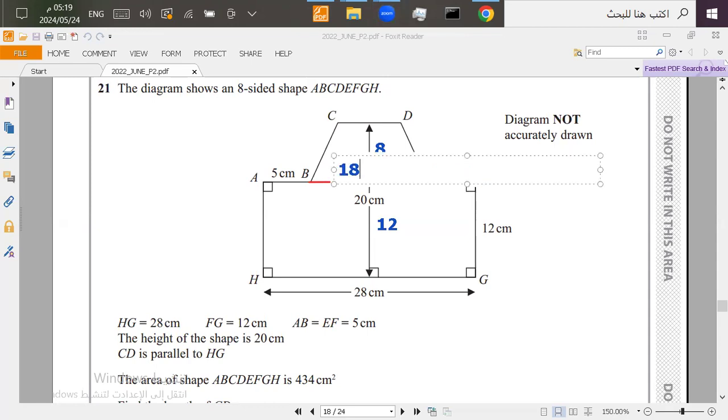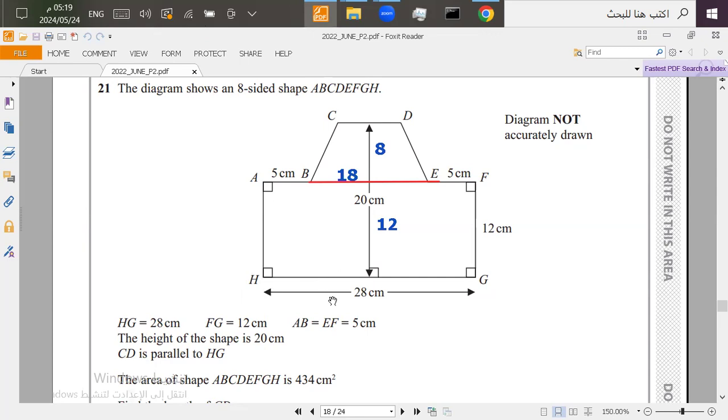So now I have the long base of the trapezium and I have the height of the trapezium. So I'm missing what? I'm missing the short base of the trapezium. How can I find this? I will find the rectangle's area and then subtract it from the total area, which is 434. And then after doing this, I'm going to find the short base of the trapezium. Now let's do this here. The whole area is 434.